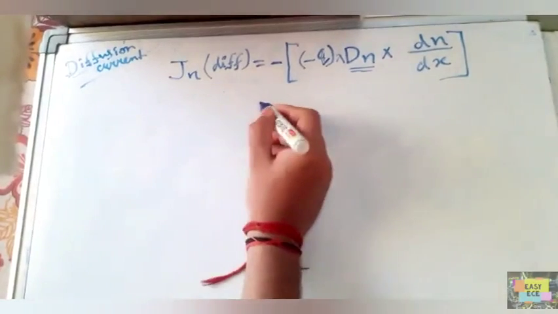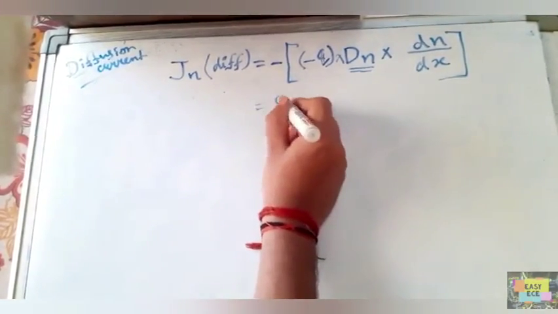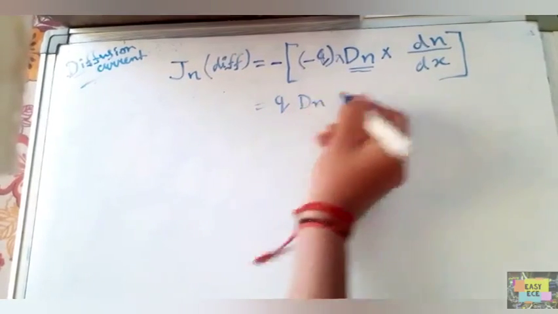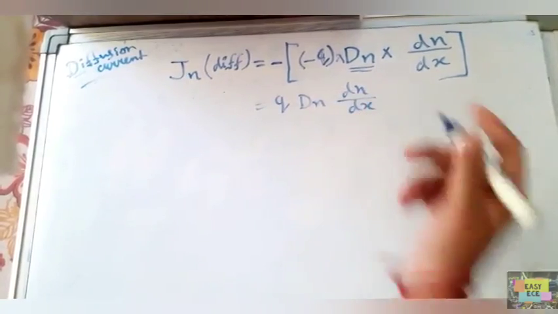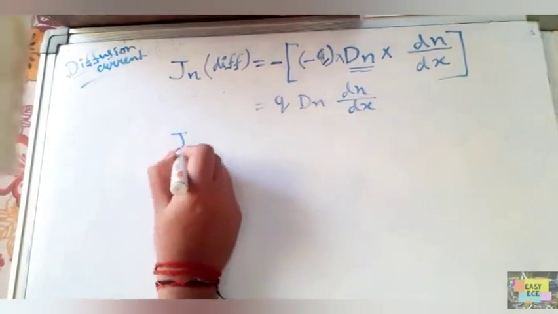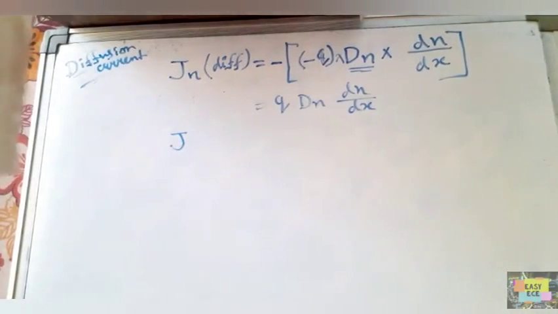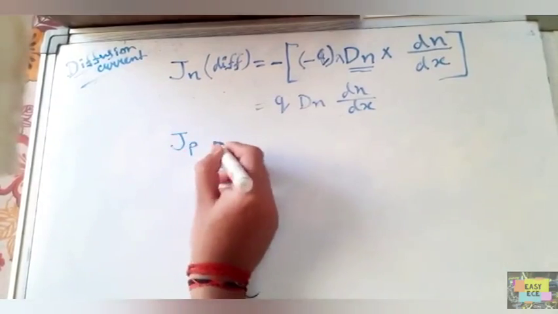Now this becomes Q dN by dx. So this becomes this. Now, the diffusion current density for holes, what does it become?